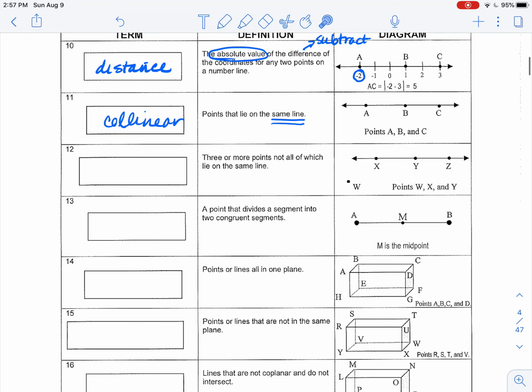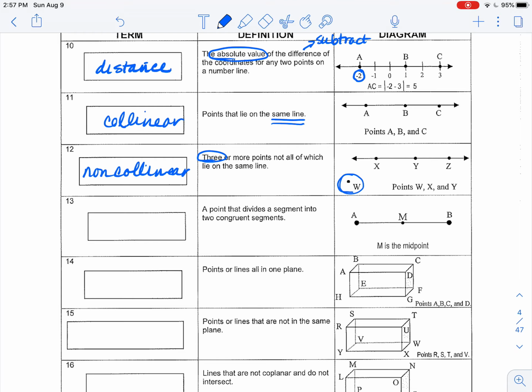Number 12, if points do not lie on the same line, then they are non-collinear. And in this case, you've got to have 3 points. 2 points are always going to be collinear. But here, 3 or more, non-collinear. So in this case, point W is way over here off to the side. It is not on the same line as W, X, and Y, or W, X, and Z. So these 3 points would not be collinear.